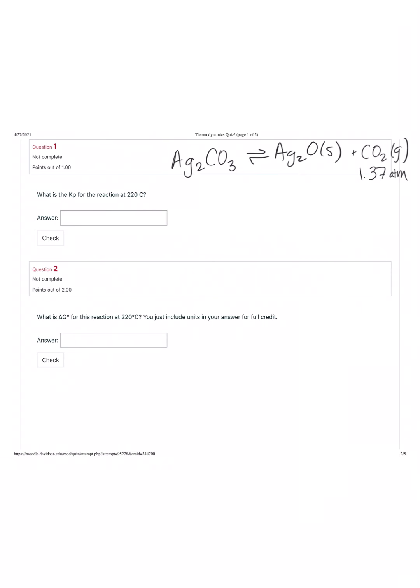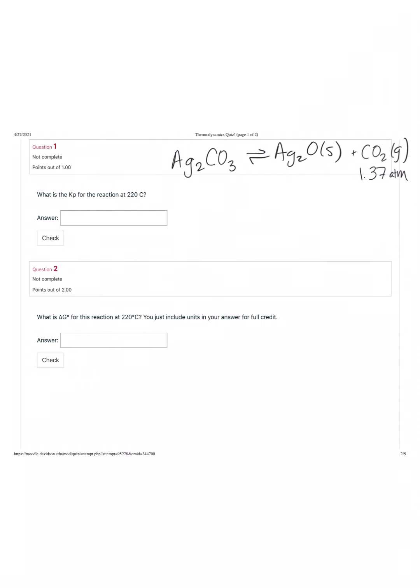So I will go ahead and do that now. We will walk through questions 1 to 7. For the first question: what is the Kp of this reaction at 220 degrees Celsius? We have the decomposition of silver carbonate into silver oxide and CO2.